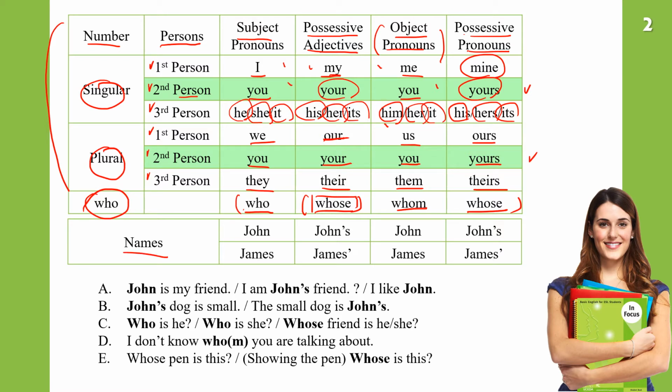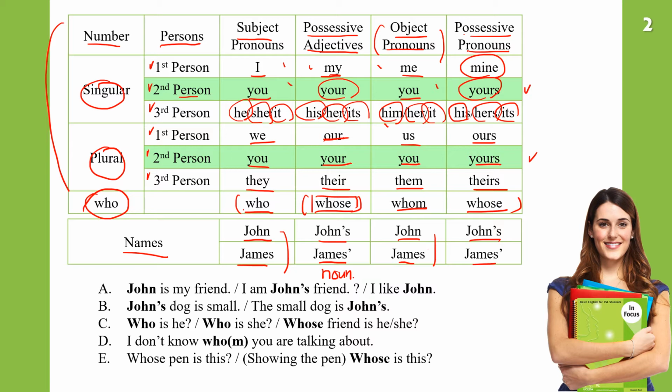And here we have names. Subject John and subject James. John's and James's, they are not possessive adjectives. They're possessive nouns, but they're functioning like possessive adjectives. And then we have John, James again, identical to the subjective. They're objects. And then we have John's and James's, which are identical to the possessive nouns, but these are possessive pronouns.